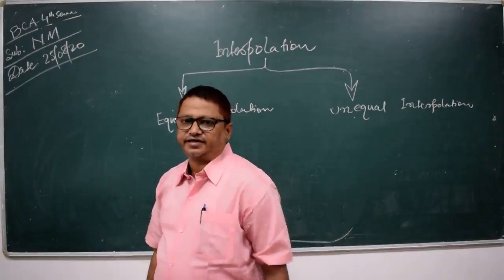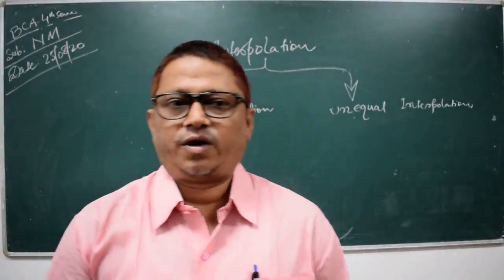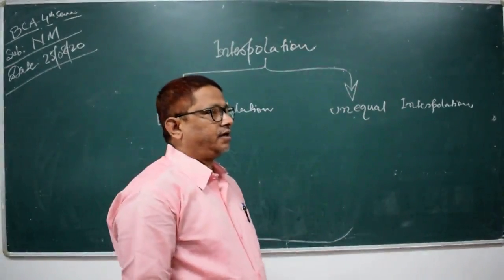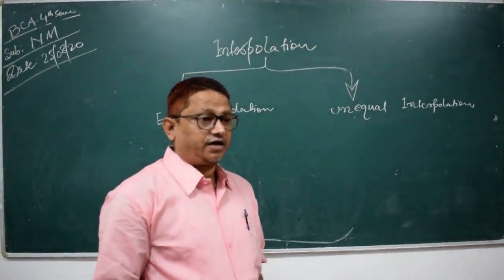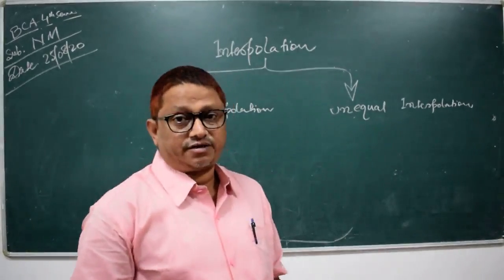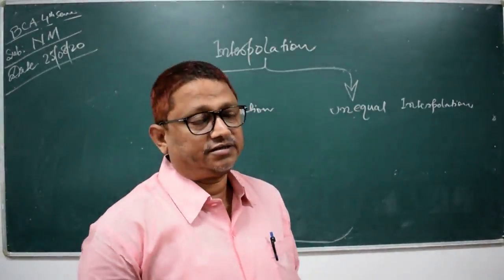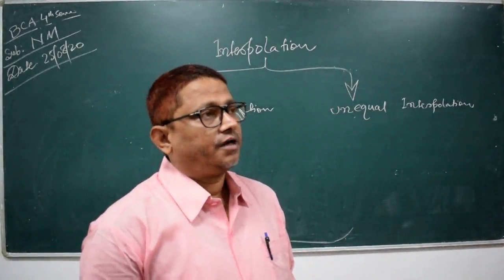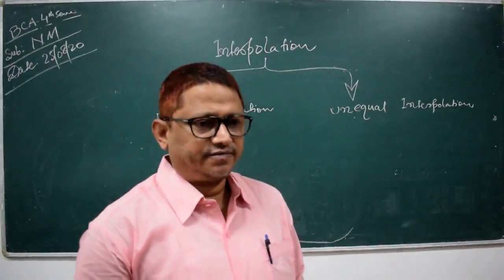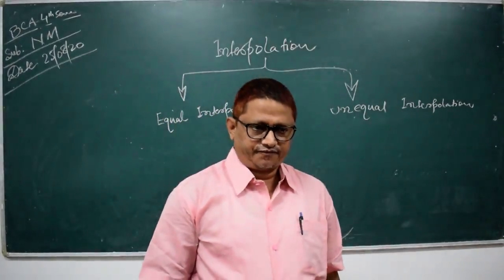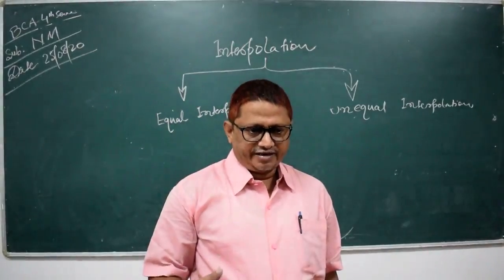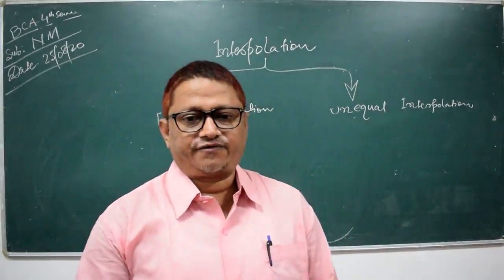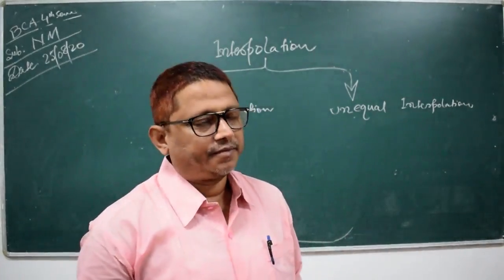One of the very important things: what does interpolation, equal and unequal mean? Before discussing equal and unequal, let's come back to interpolation. What is interpolation first? Then afterwards we will discuss equal and unequal. Interpolation is the term where the values are given in the form of x and y. It means there are two columns of values in tabular form, x and y.